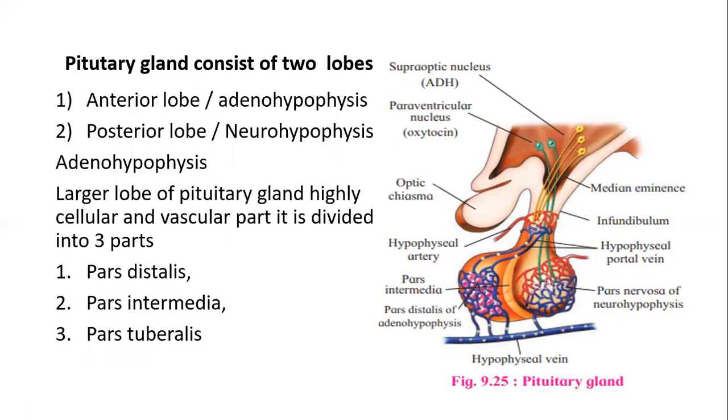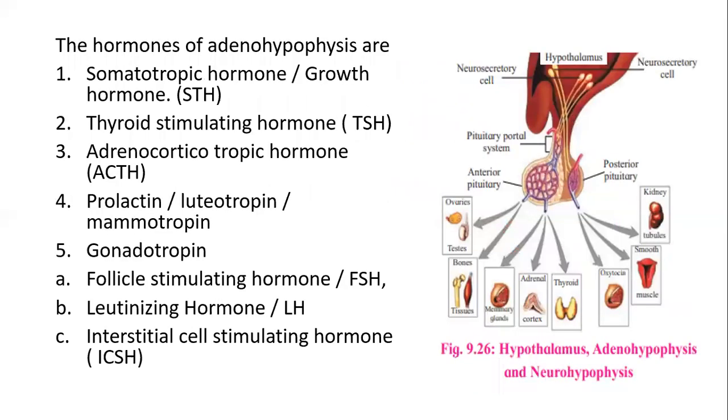The pars nervosa acts as a storage area for the secretion of hypothalamus. It stores and releases the hormones oxytocin and vasopressin. We have seen all the hormones of the anterior pituitary, and now let us see the posterior pituitary, that is neurohypophysis, which releases oxytocin and vasopressin.